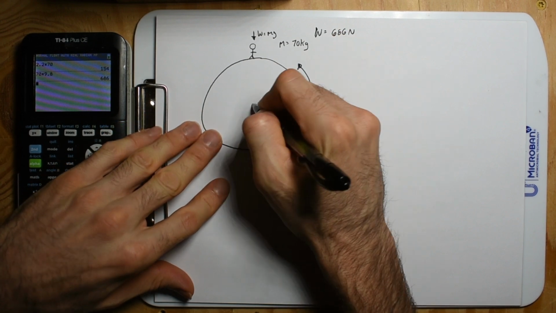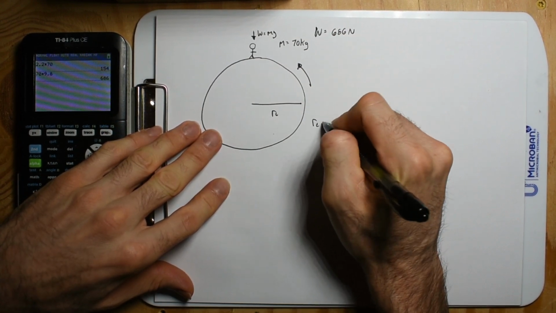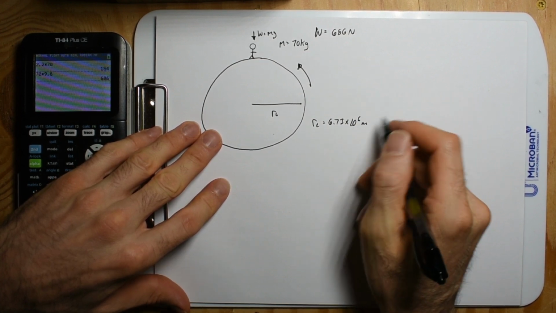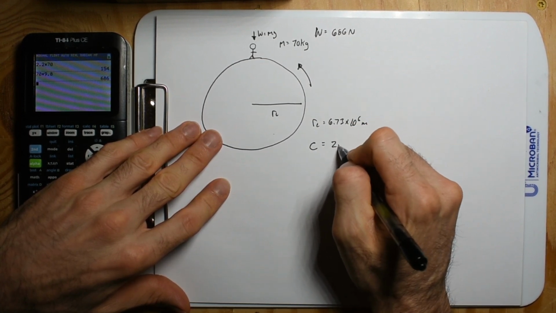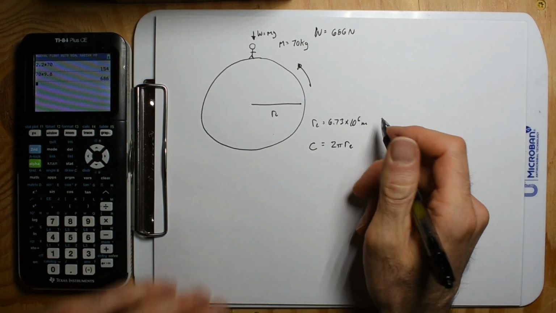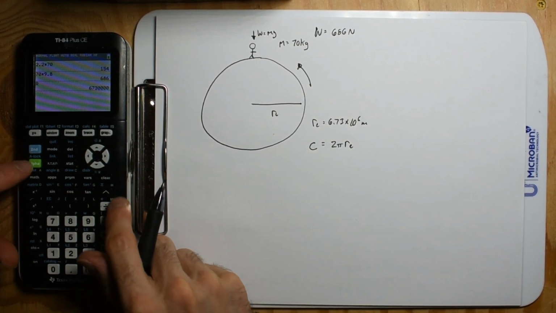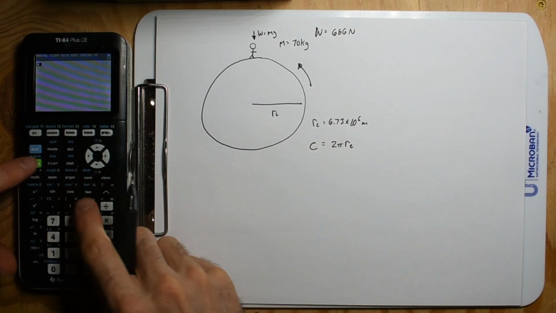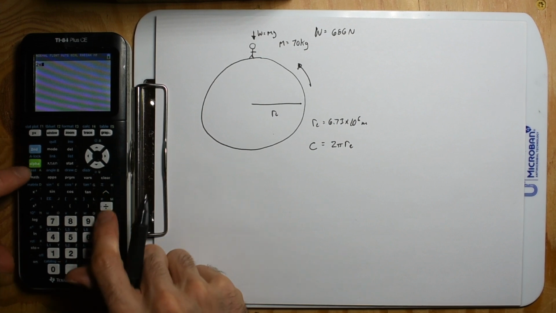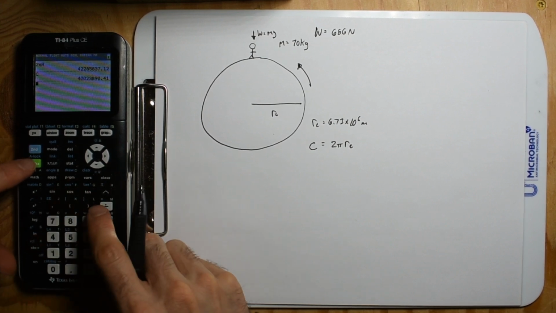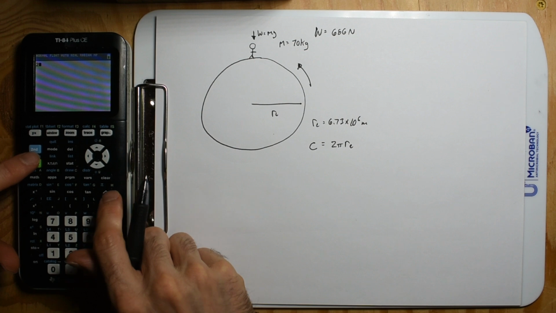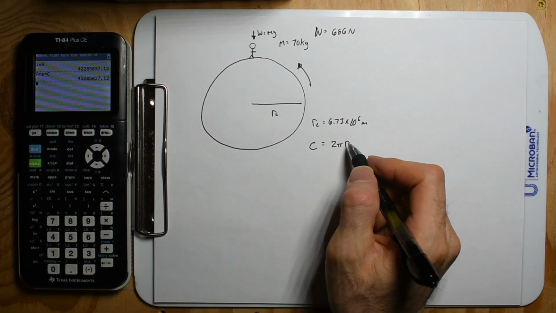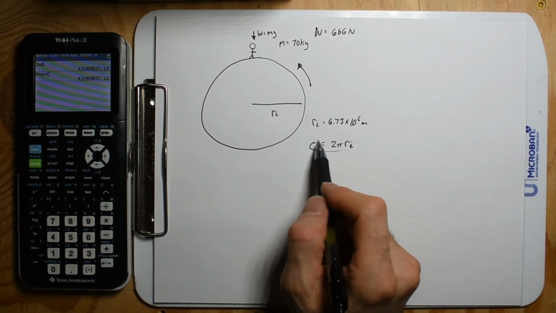Now, the radius of the Earth is 6.73 times 10 to the 6 meters. That means the circumference of the Earth is 2 pi times the radius of the Earth. Cool. And let's put this into our calculator. Alpha r is 6.73 million. Circumference is 2 pi alpha r. Store that as circumference. Cool, so we got the circumference of the Earth.